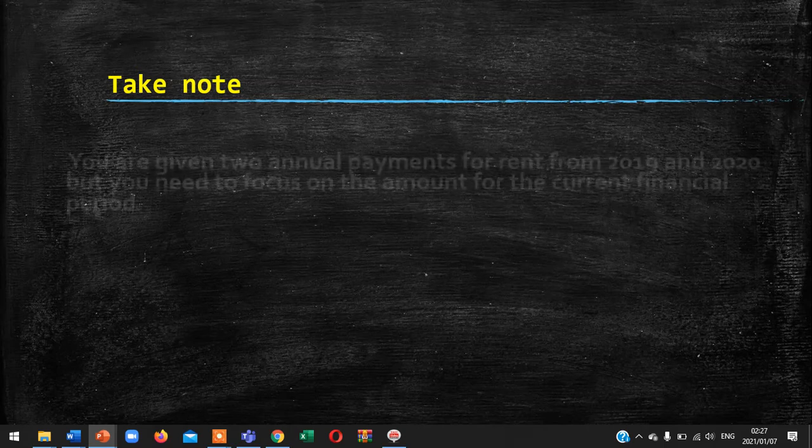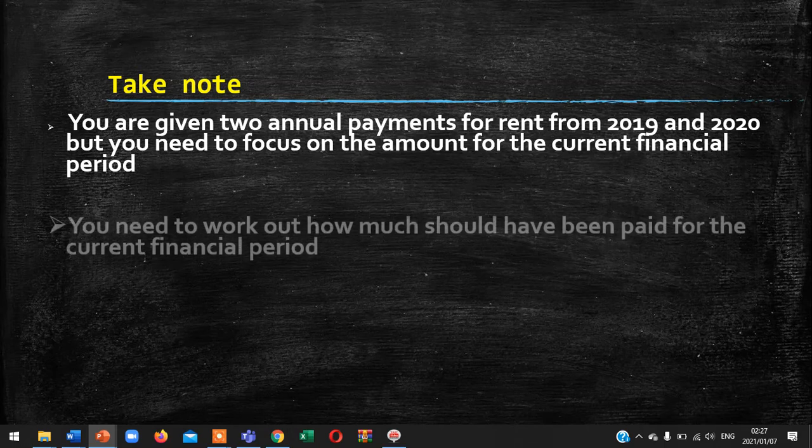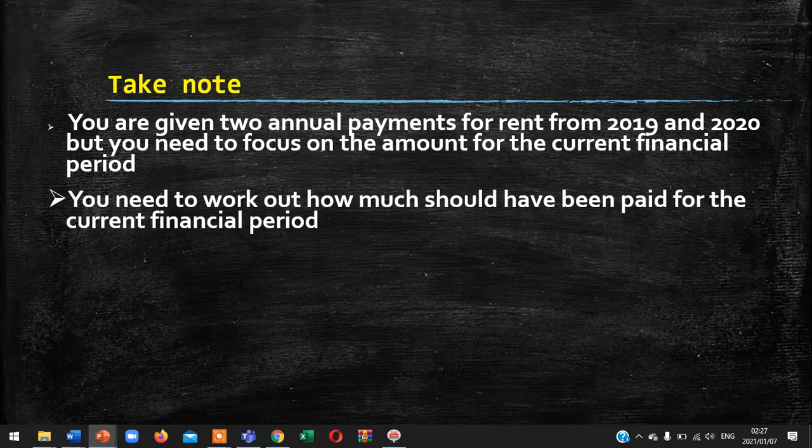Take note, we are given two annual payments for the rent. The first one is for 2019 and the second one is for 2020. But what you need to do is to focus on the amount for the current financial period. You need to work out how much should have been paid for the current financial period. Current financial period, we're referring to 2020. The financial year end, remember, is 29 February 2020.